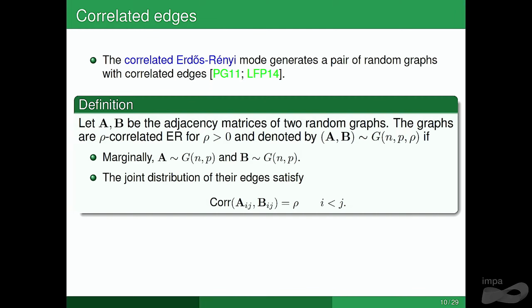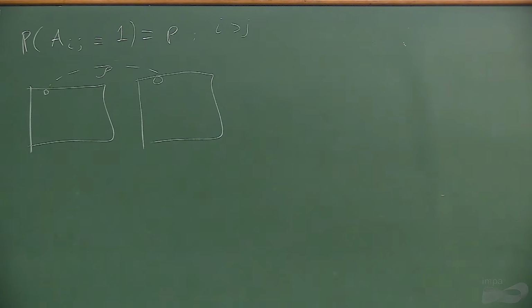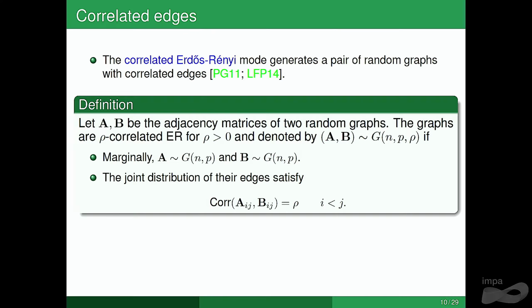Here you can see that when rho is equal to 1, this reduces to the graph isomorphism problem, because the two graphs are going to be exactly the same. And when rho is equal to 0, there is not going to be any information in common between the two graphs. So we can control how much similarity we want to have between the two graphs by changing the value of rho.